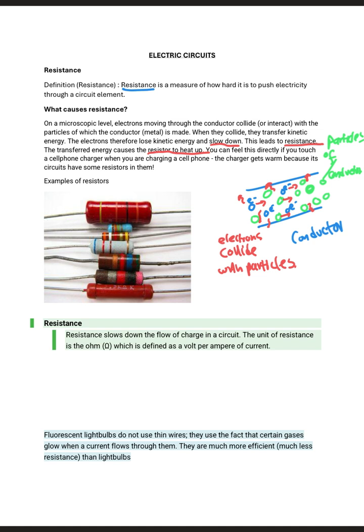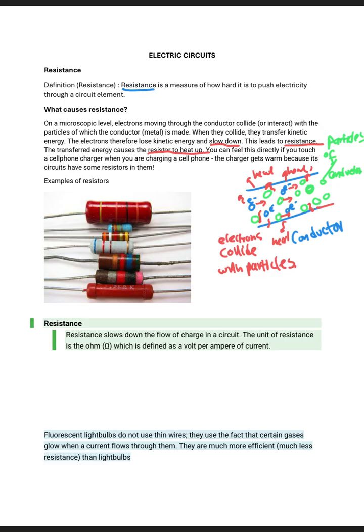And here are different examples of resistors, as you can see on this picture. So that's how the whole process happens: as the electrons move through the conductor, they collide with the particles of the conductor, and because they are colliding, they lose kinetic energy, which turns into a different form of energy, which is heat. The conductor heats up and heat is released. Yeah, so that's what causes resistance.